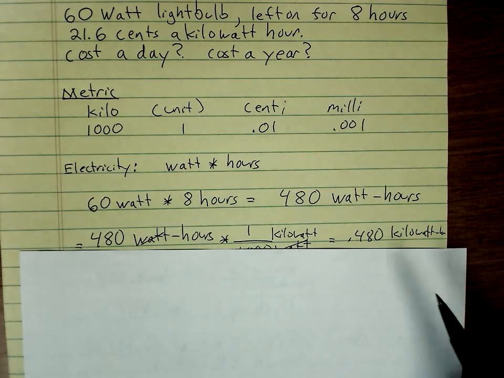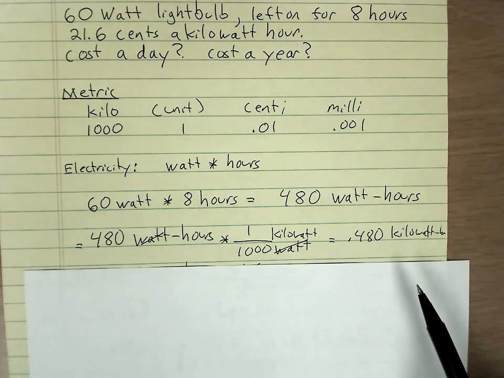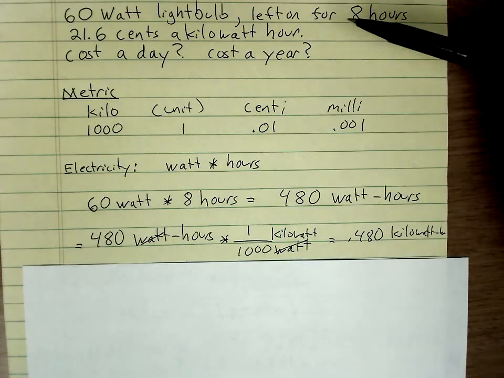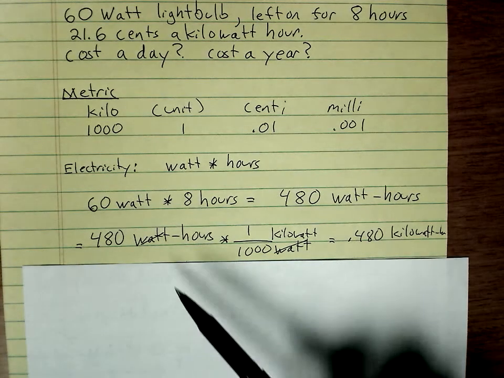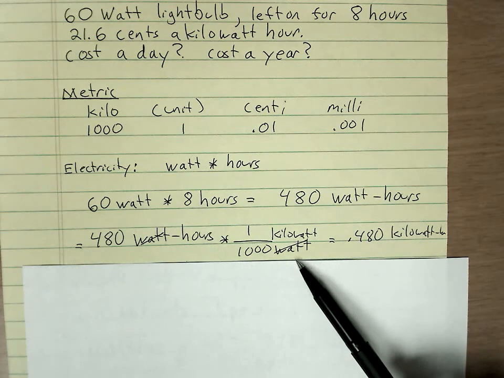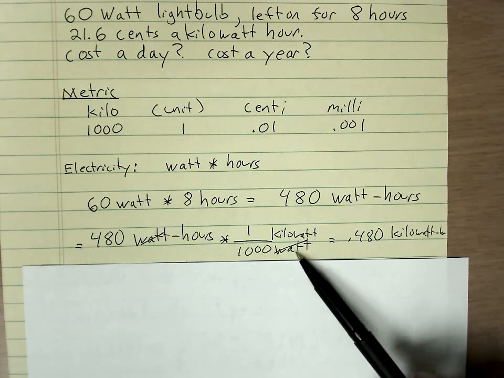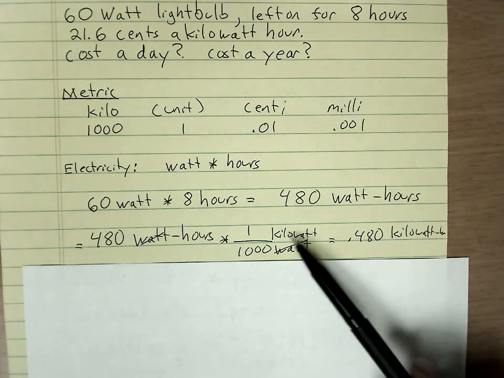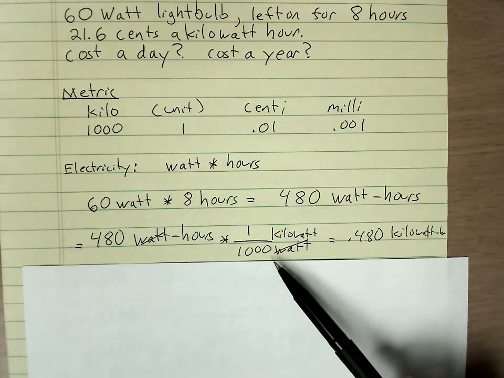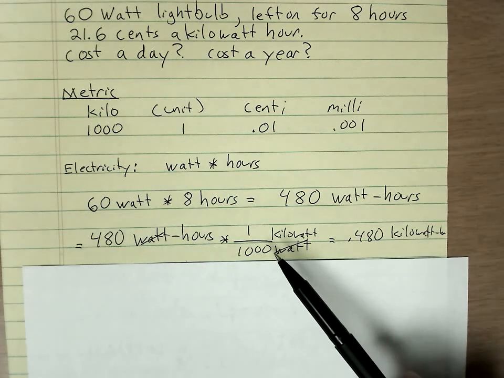Now, to convert watt hours into kilowatt hours, which is what we're going to need because our bill comes in kilowatt hours, we have watt hours on top, and we want kilowatt hours. So I'm going to convert watts to kilowatts. And 1 kilowatt, 1 kilo of anything is 1,000 of the base unit. So we're simply going to divide by 1,000.